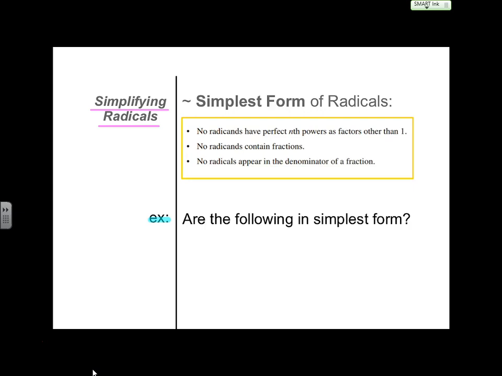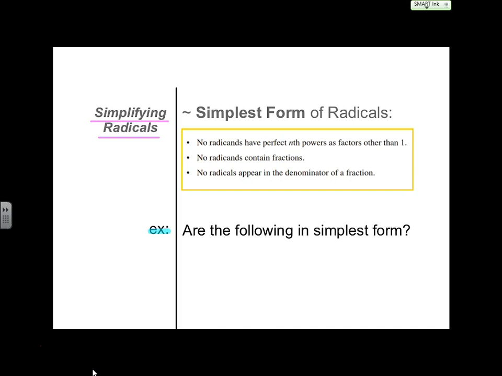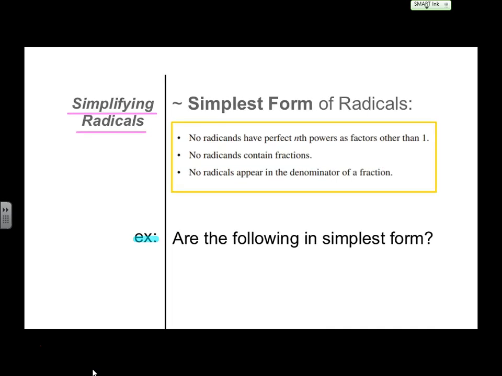Let me give you guys a second. These are the conditions for simplest form. Hey, don't worry. The video's going to be online over the weekend. That way we're ready to go on Monday. That's a little small. Make it a little bit bigger. Simplest form.